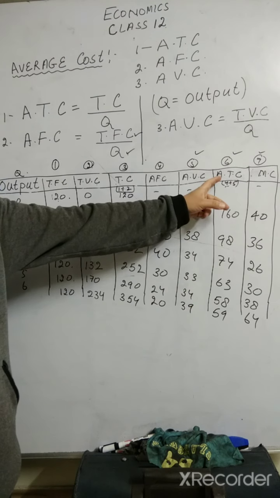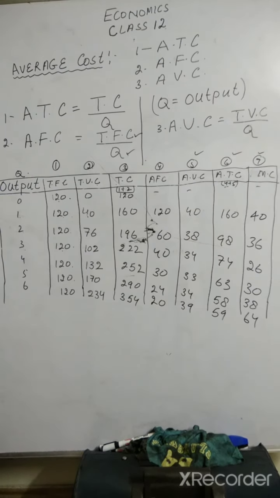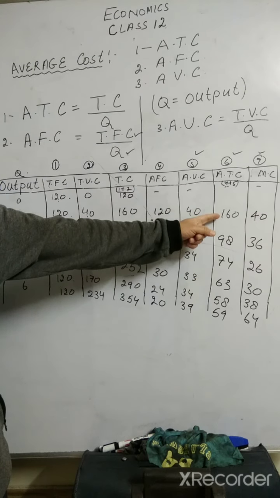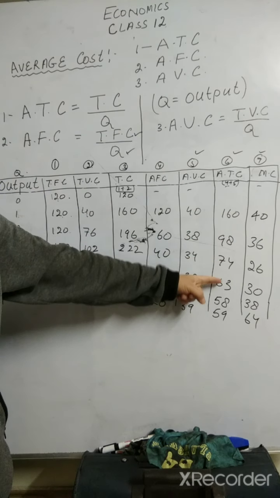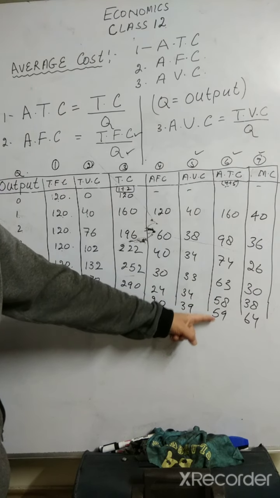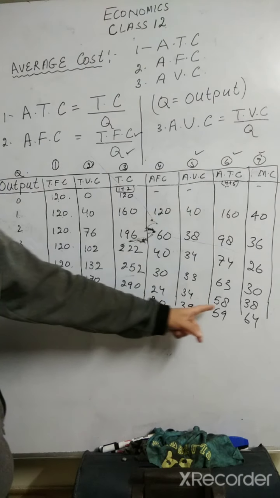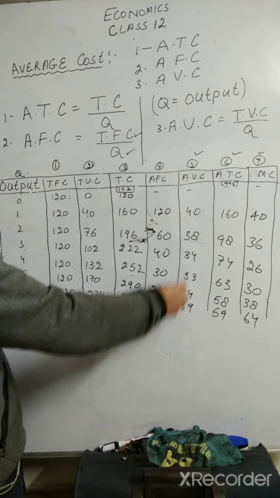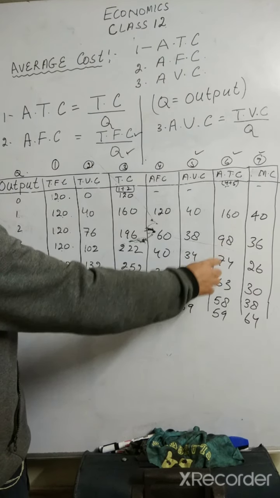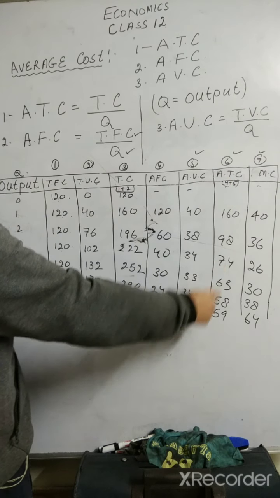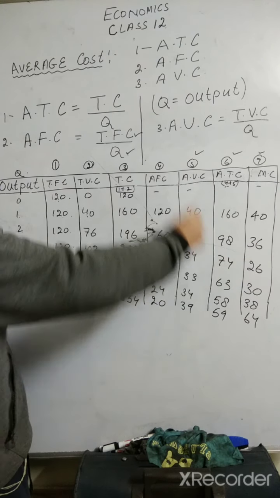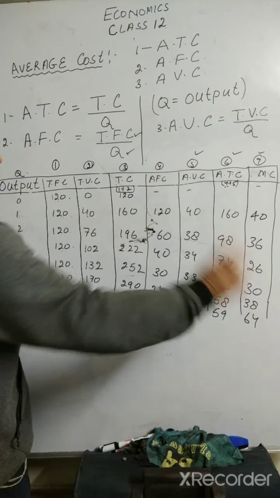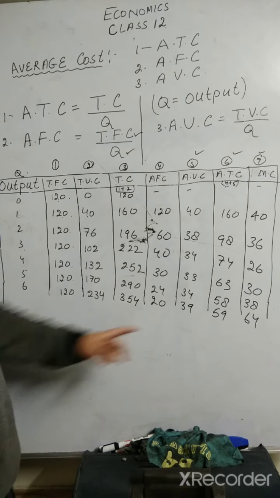Then if you see average total cost, with increase in output, this average total cost also decreases. But eventually starts increasing. From the 6th level of output, it starts increasing. So average variable cost first decreases, then starts increasing. Average total cost also first decreases, then starts increasing. But average variable cost starts increasing before average total cost. Got it? Just remember this.